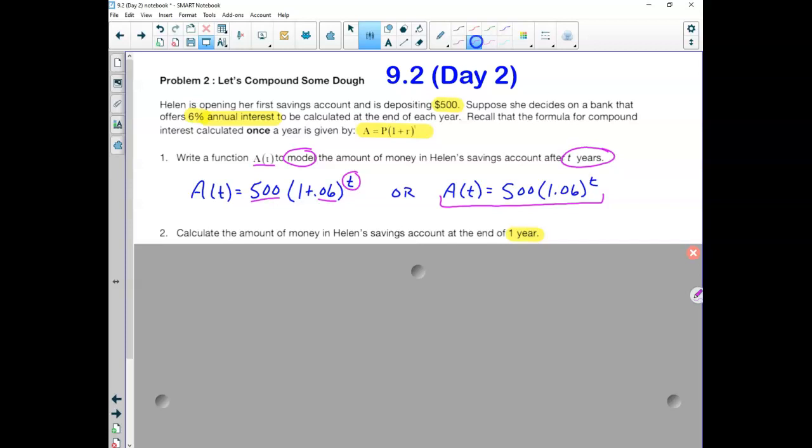Well, what I want you to actually do is number 2 and 3. You're going to use this model right here, and you are going to calculate how much Helen has in her account in number 2 after 1 year and in number 3 after 5 years, okay? So why don't you just hit pause and do that, and I will be right back.